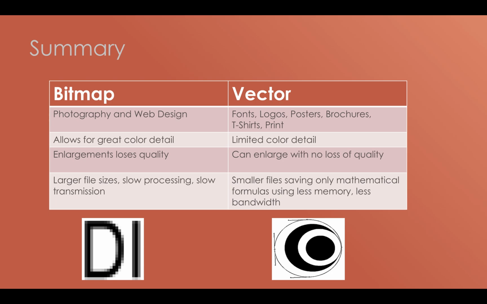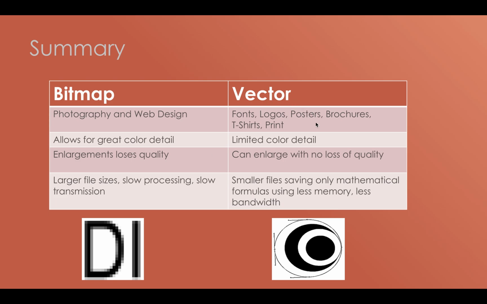So, in summary, a bitmap or raster image is used for photography and web design. It allows for great color detail. The enlargements lose quality. It allows larger file sizes, slow processing, and slow transmission.